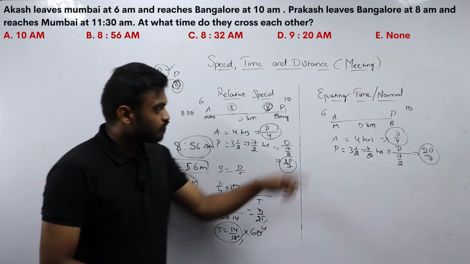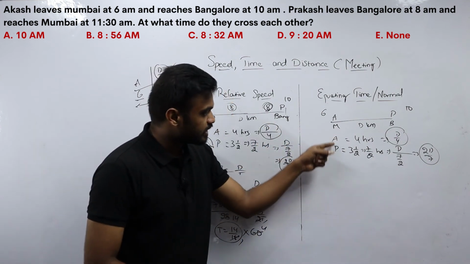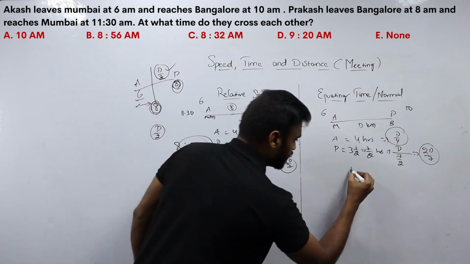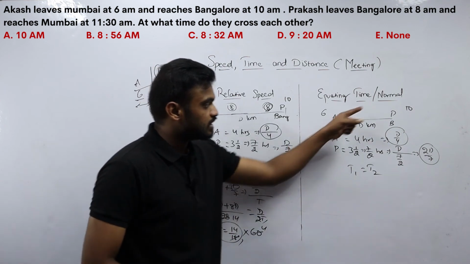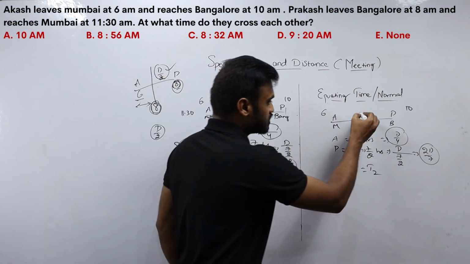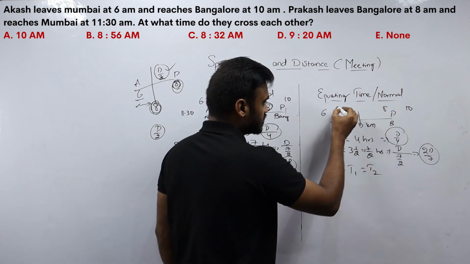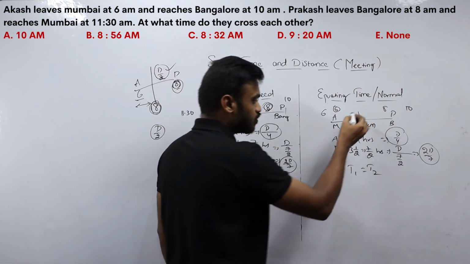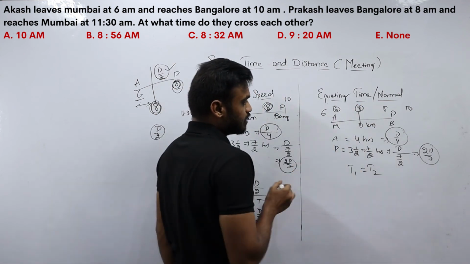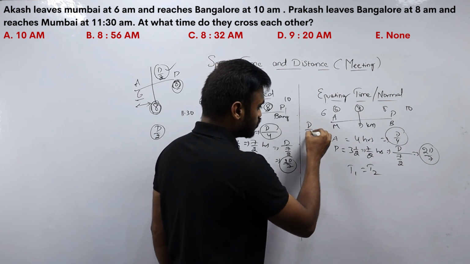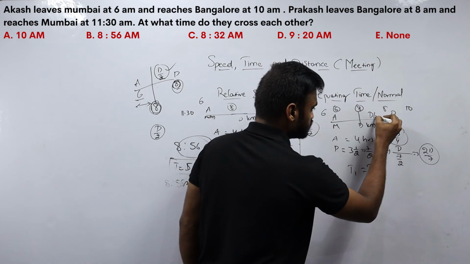Now we need to find out the total time taken by Akash and Prakash to meet each other. Since they are meeting each other, we can simply equate the timings in both cases, t1 equal to t2. I have already told you, we will consider the distance only when both persons are starting at the same time. Here Prakash is starting at 8 am and Akash is starting at 6 am, but we will consider distance only when Akash is also starting at 8 am. Up to 8 am, Akash will complete d by 2 of the total distance. Now what is the distance left over? That is d by 2.